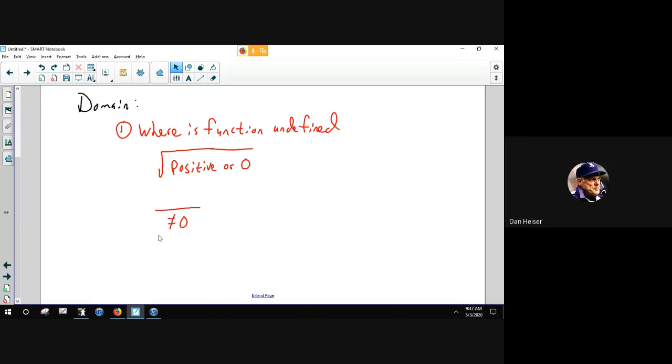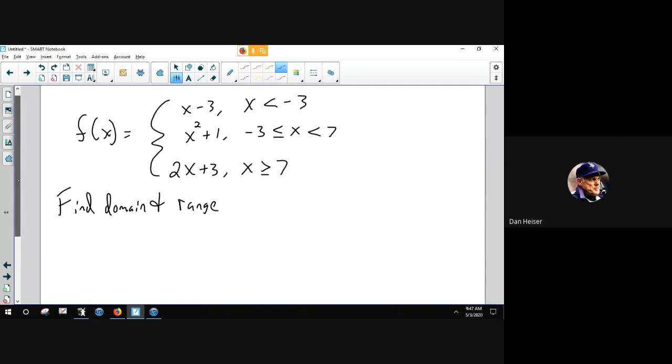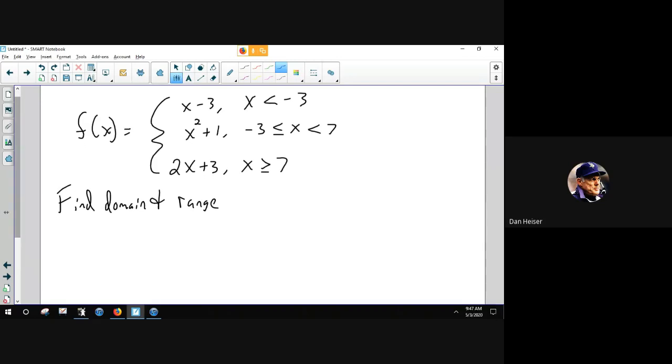Now let's take a look at some examples of finding domains and ranges. I have several. Start with a piecewise function. Here's a piecewise function. Find domain and range. With a piecewise function, domain is simple. We are looking at the domain. All this stuff over here is going to help us with the domain. So let's start up from the top and work our way down.